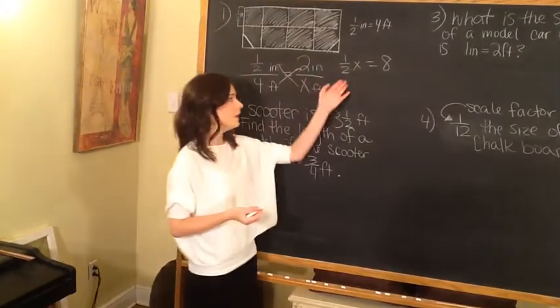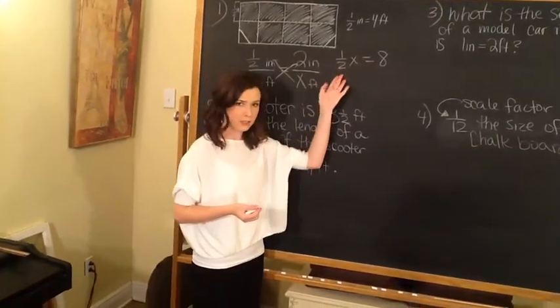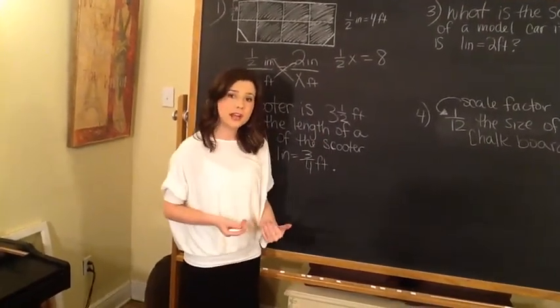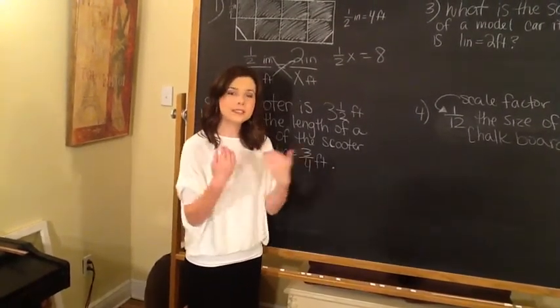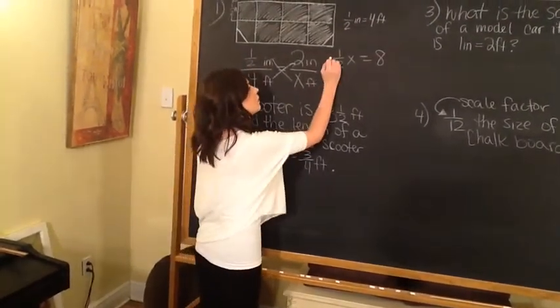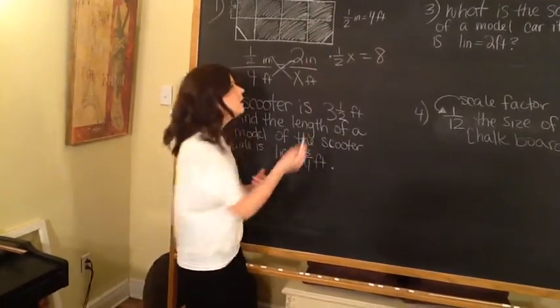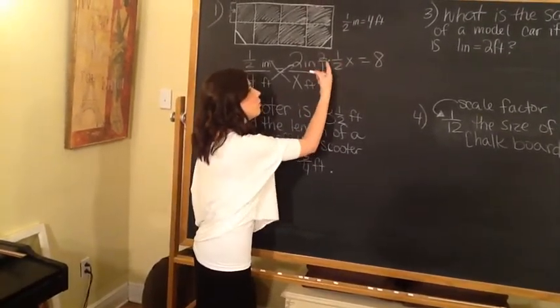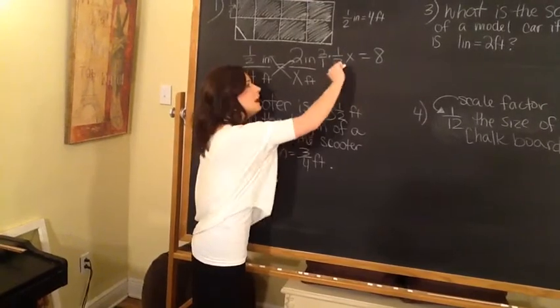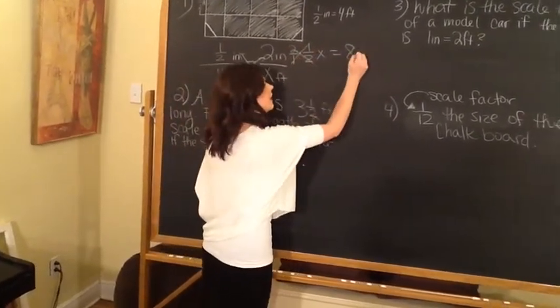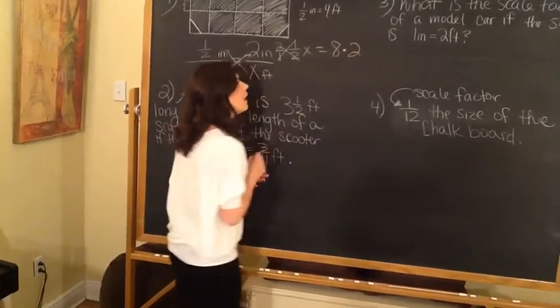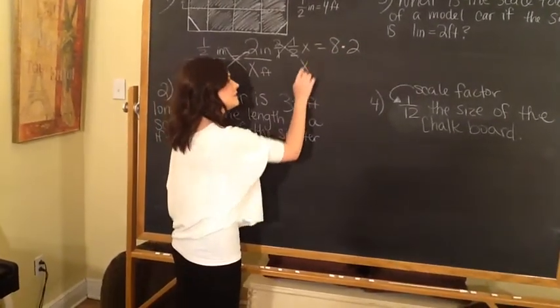We have a variable multiplied by a fraction. So in order to get rid of this fraction, we need to multiply by the reciprocal. Remember, several lessons back, we multiplied by the reciprocal to cancel it out. So I'm going to multiply by 2 over 1. I took the 1/2 and flipped it and multiplied by 2 over 1. That's going to cancel that out. Now I'm going to multiply this by 2 as well. So 8 times 2 gives me 16.